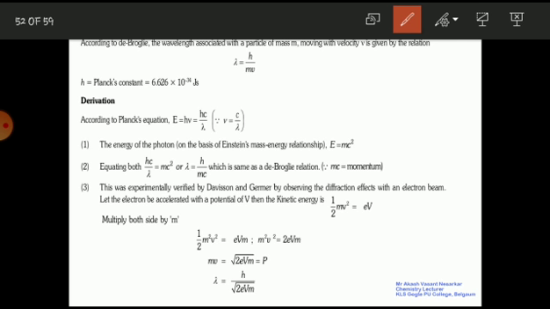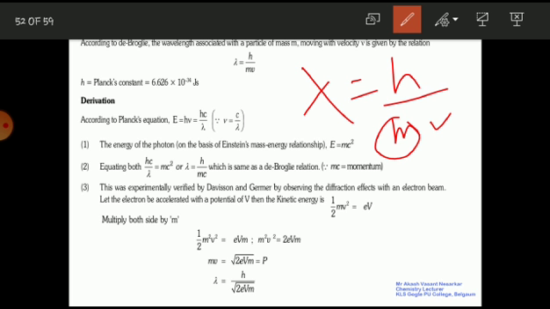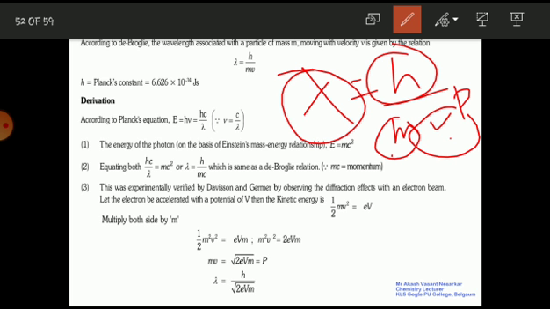for a moving particle, and that is lambda is equal to h upon m into v, where m is the mass of the particle, v is the velocity of the particle, and the product of mass and velocity is p, that is called momentum, h is Planck's constant and lambda is the wavelength. So this is the de Broglie equation.